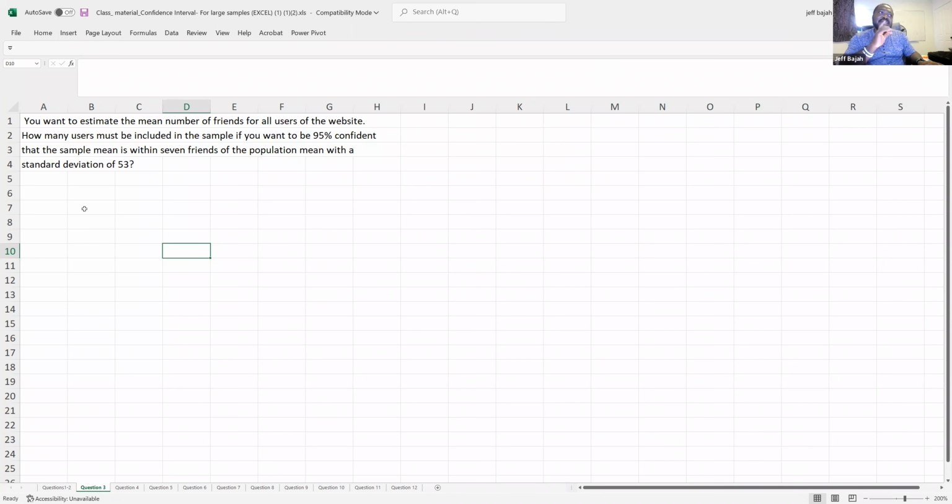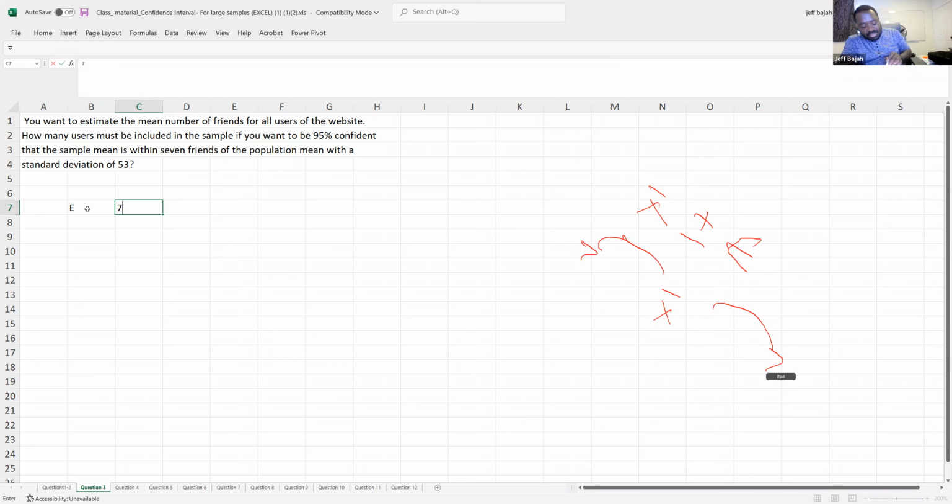That within 7 friends by default tells you that that is your margin of error, right? Because it's within 7 friends of the sample mean. Remember, when we are solving, we say that margin of error is within plus or minus. And so when it says within 7 friends, you know that by default, 7 and 7, this is going to be your margin of error. We also know that our standard deviation from this question is given as 53.